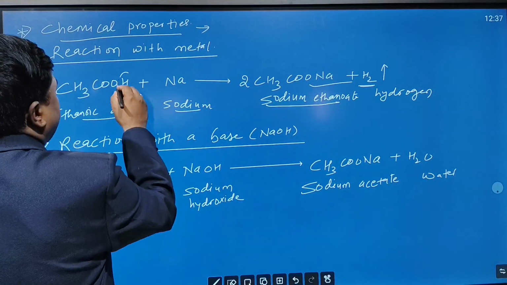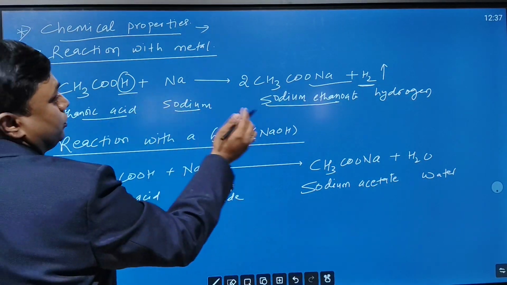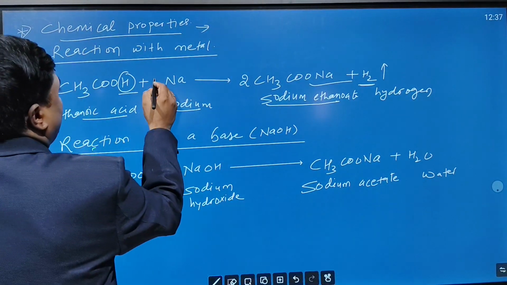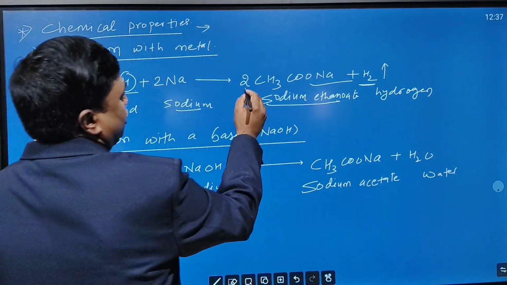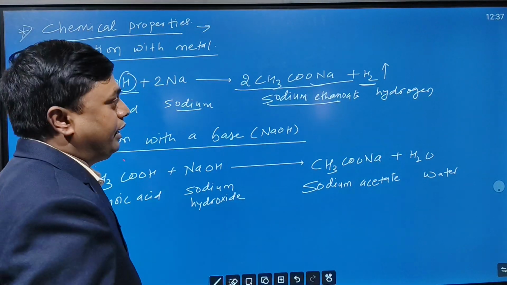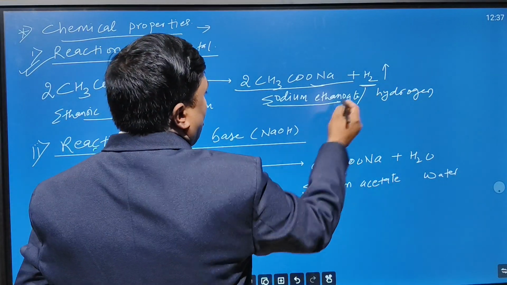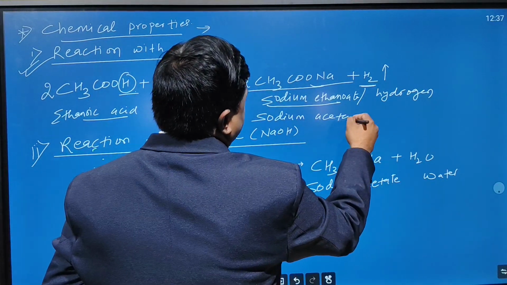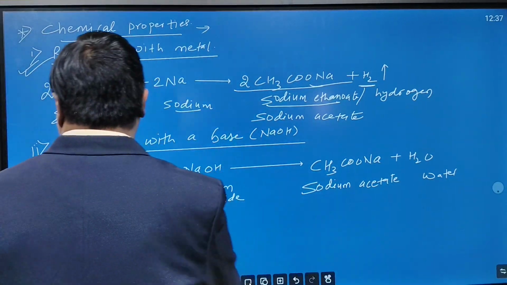Try to understand what is happening. Two atoms of hydrogen form H2, and 2 Na comes and attaches here. So it is two times CH3COONa, that is sodium ethanoate or sodium acetate. Sodium acetate is the salt, and hydrogen gas is given off.